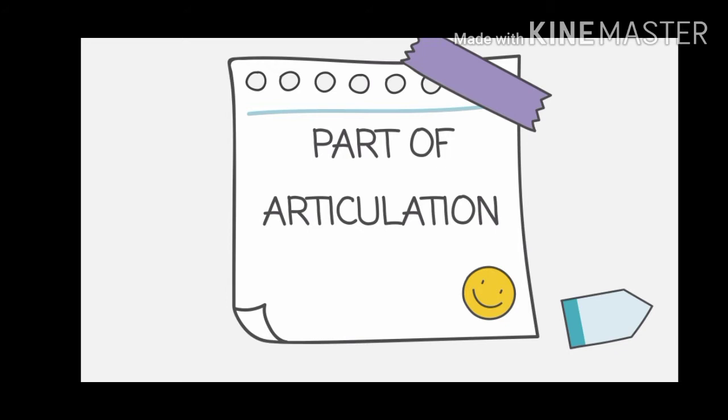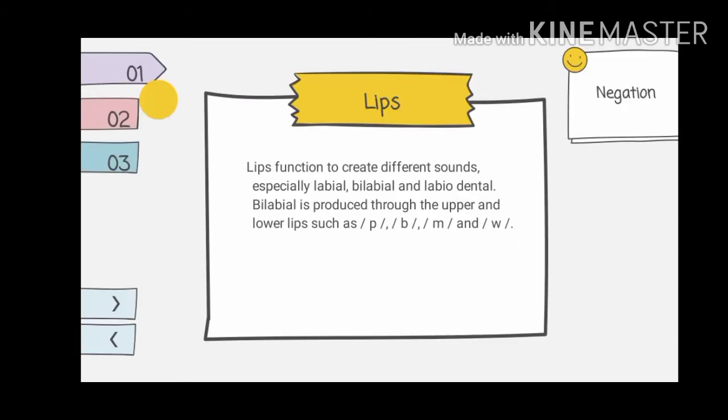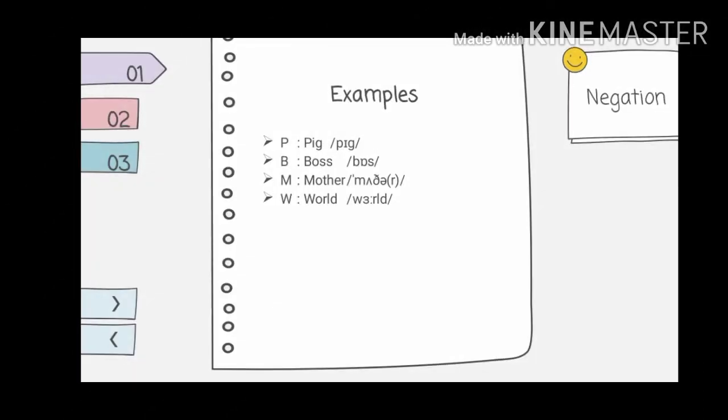Hi, I'm Safira, and now I want to tell about the place of articulation. Lips. Lips function to create different sounds, especially labial, bilabial, and labiodental. Bilabial is produced through the upper and lower lips, such as p, b, m, and w. For example, pick for p, boss for b, mother for m, word for w.